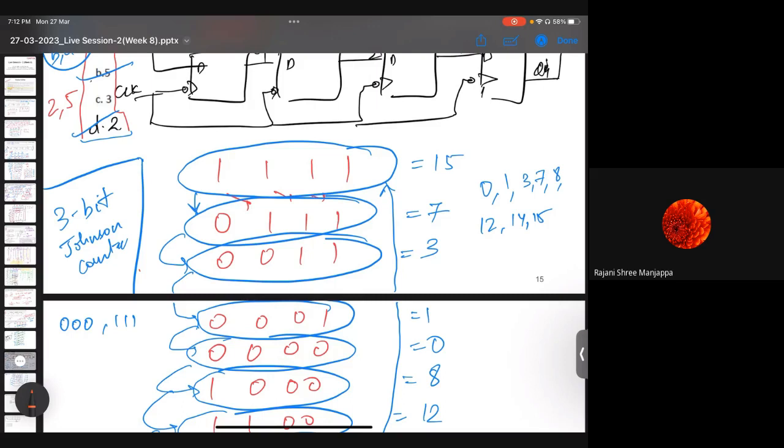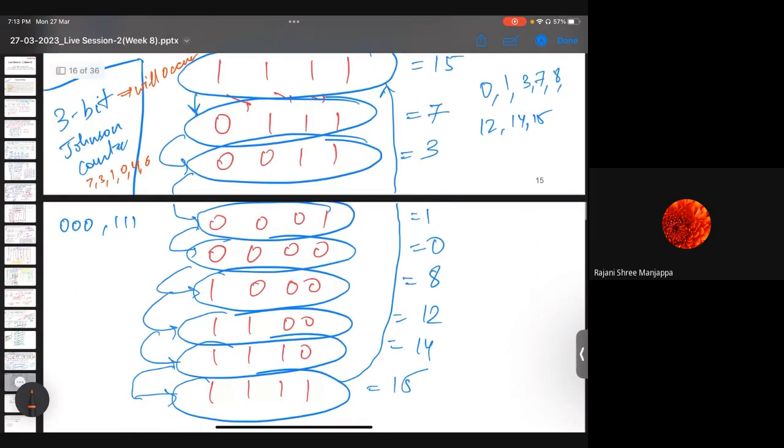Same 2 and 5. I am saying which states will occur. I'm not asking which will not occur. 7 to 3, 3 to 1, 1 to 0, 0 to 4, 4 to 6, 6 to 7. 7 to 3, 3 to 1, 1 to 0, then 0 to 4, 4 to 6, 6 to 7.